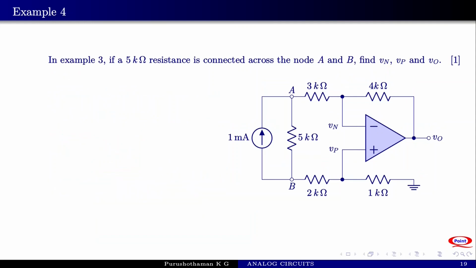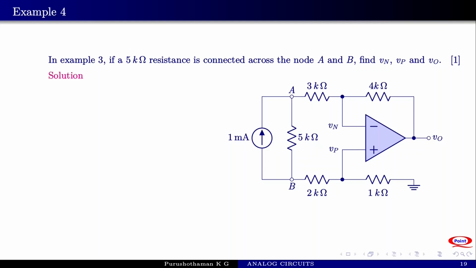Now consider another example. This is the previous circuit itself, except that there is a 5 kilo ohm resistance connected across the node pairs A, B. In example 3, if a 5 kilo ohm resistance is connected across node A and B, find Vn, Vp and Vo. So it is exactly the same problem with a 5 kilo ohm resistance connected. The same 1 milliampere current source is connected, the other resistors are equal.